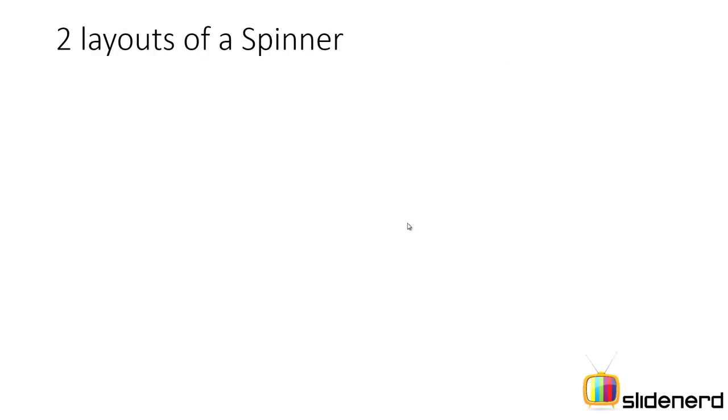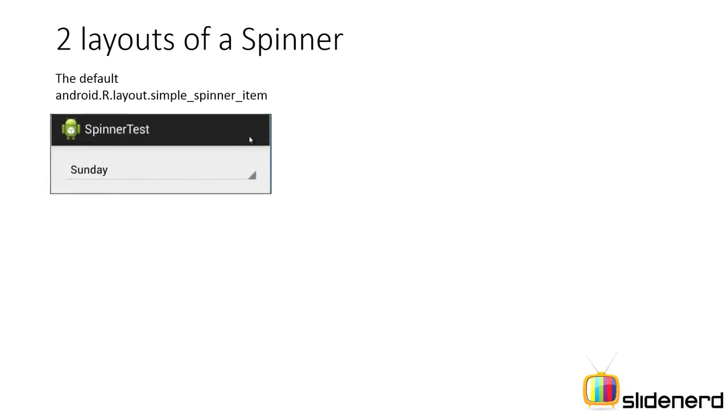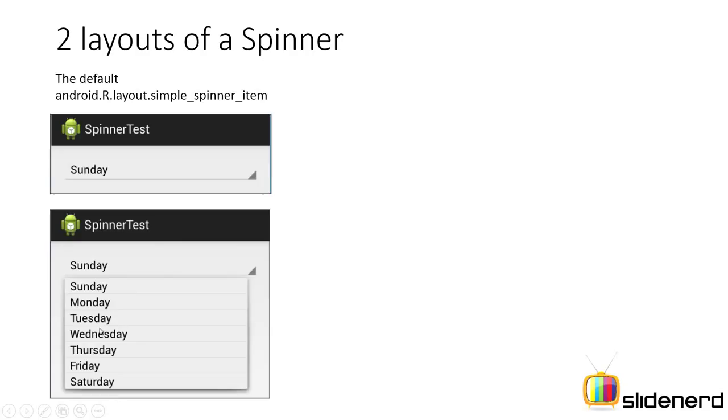So now let me examine the layouts of a spinner. First one is something called android.r.layout.simple_spinner_item. When you use this layout, your spinner looks like this by default. When you expand it, this is what you see.